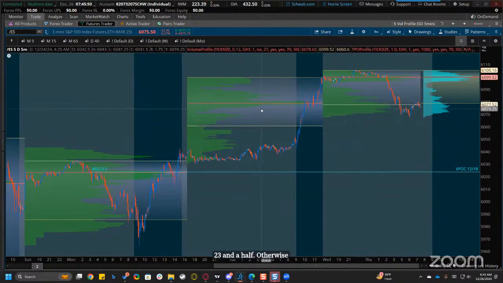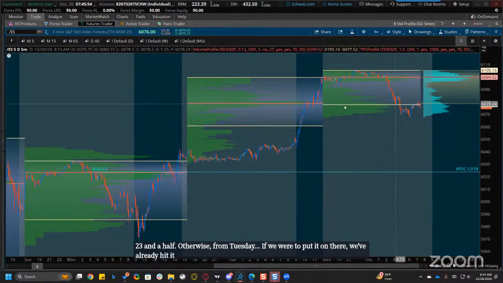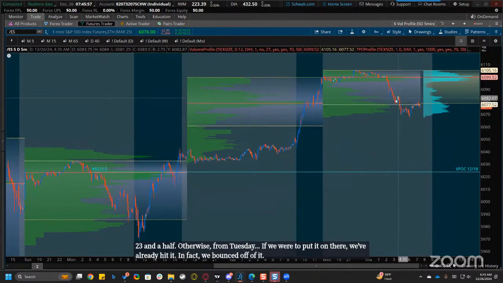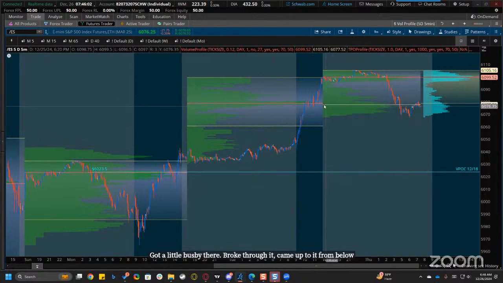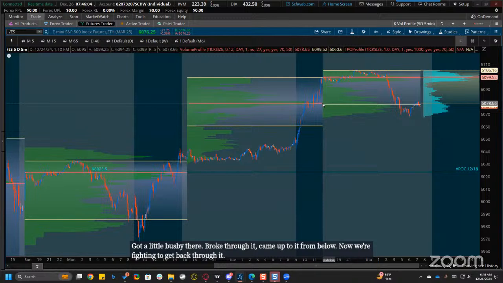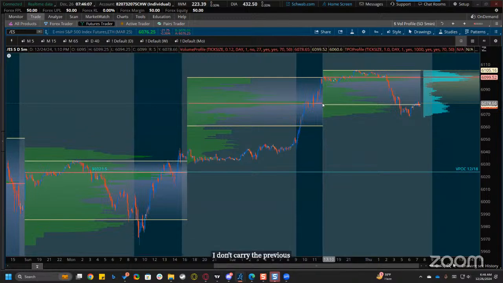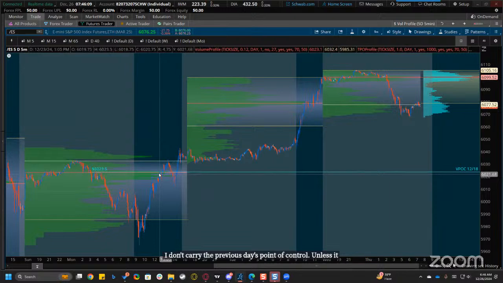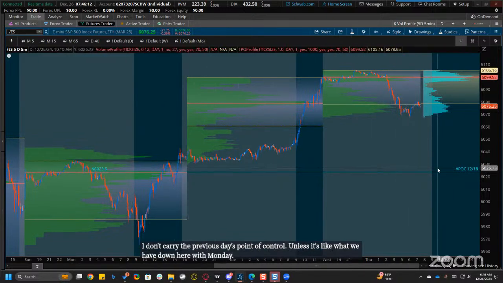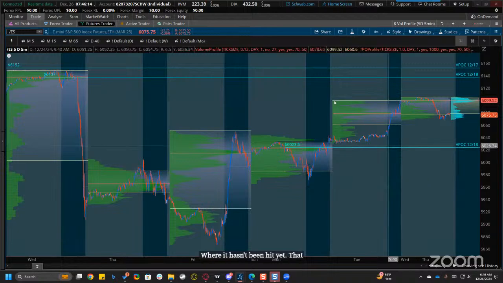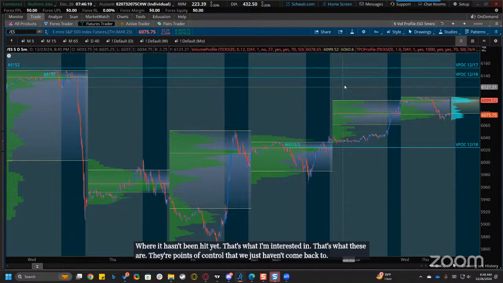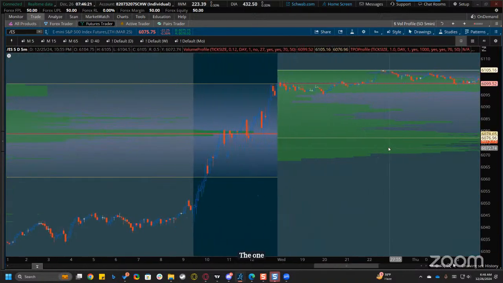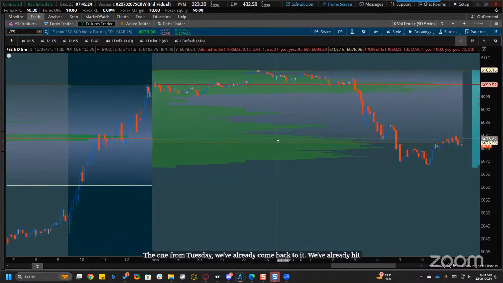Otherwise, from Tuesday, if we were to put it on there, we've already hit it. In fact, we bounced off of it, got a little busy there, broke through it, came up to it from below. Now we're fighting to get back through it. I don't carry the previous day's point of control unless it hasn't been hit yet, like what we have down here with Monday. That's what I'm interested in. They're points of control that we just haven't come back to. The one from Tuesday, we've already hit it, so I'm not interested in carrying it forward.